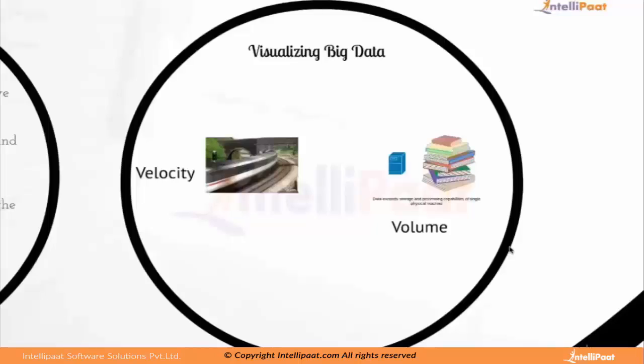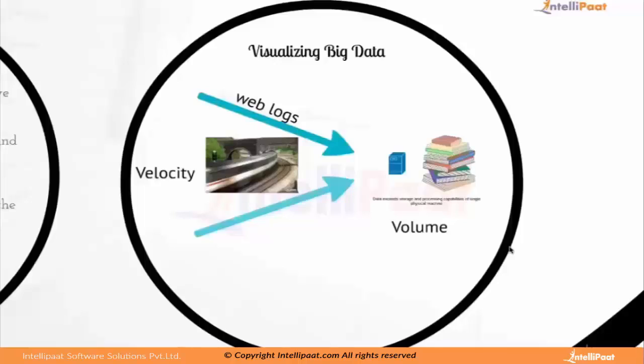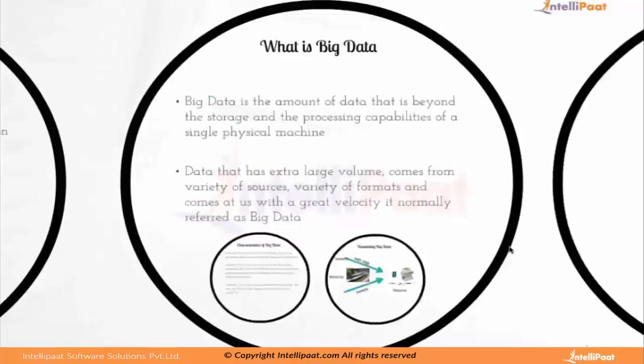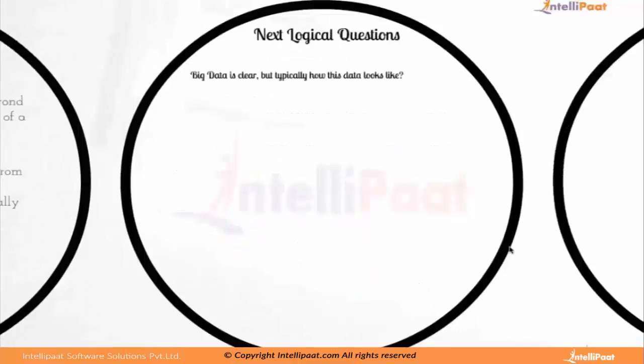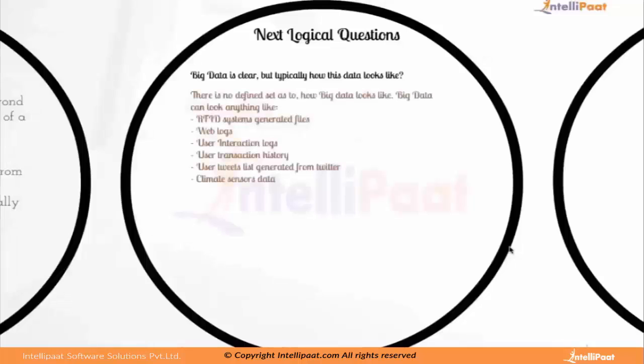Now, over the period of time, a few of my brightest students have had some questions and I've basically compiled those questions to paint this complete picture of big data. Let's look at those questions. So the first question that typically arises in your mind is, all right, looks like big data is clear, but how does this data look? Well, there is no defined set as to how big data looks. It can be anything like an RFID system generated file, a weblog, user interaction log, transaction history. It can just be anything.